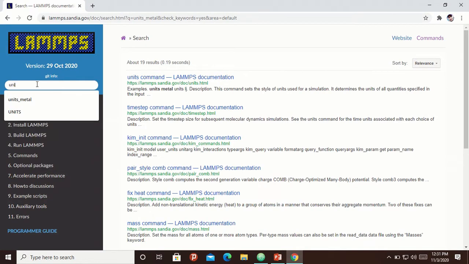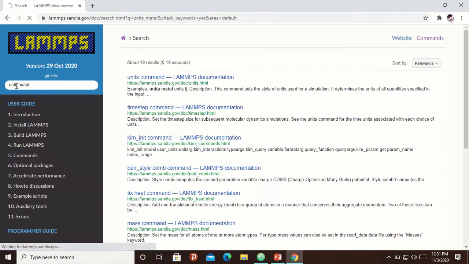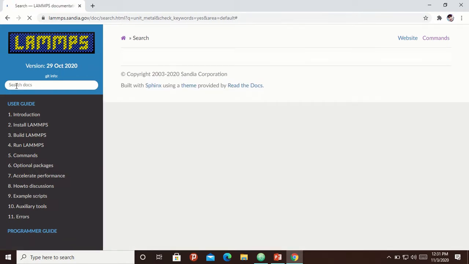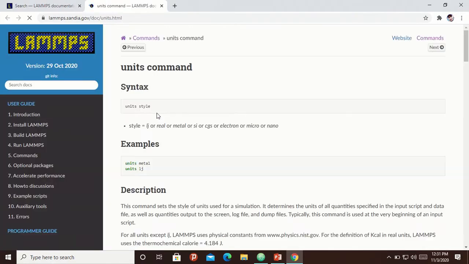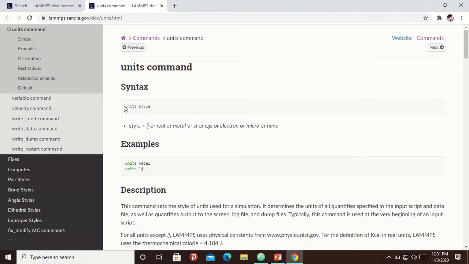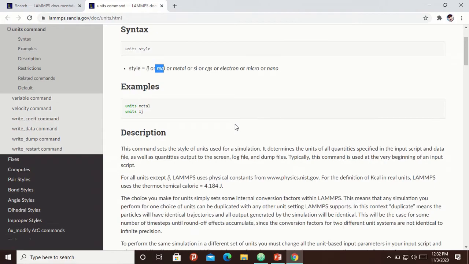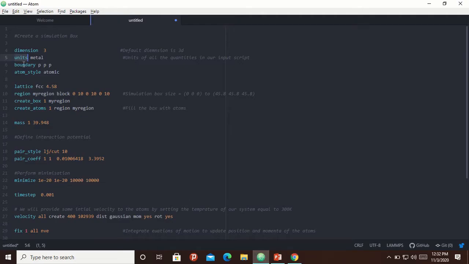So here if I write units metal, this is the syntax of the units command. Okay, so units is the keyword here, and this is the style. So style could be LJ style, real, metal, SI, CGS, electron, micro, nano, whatever it is. And so if you see in my input script, I am using the metal style here.